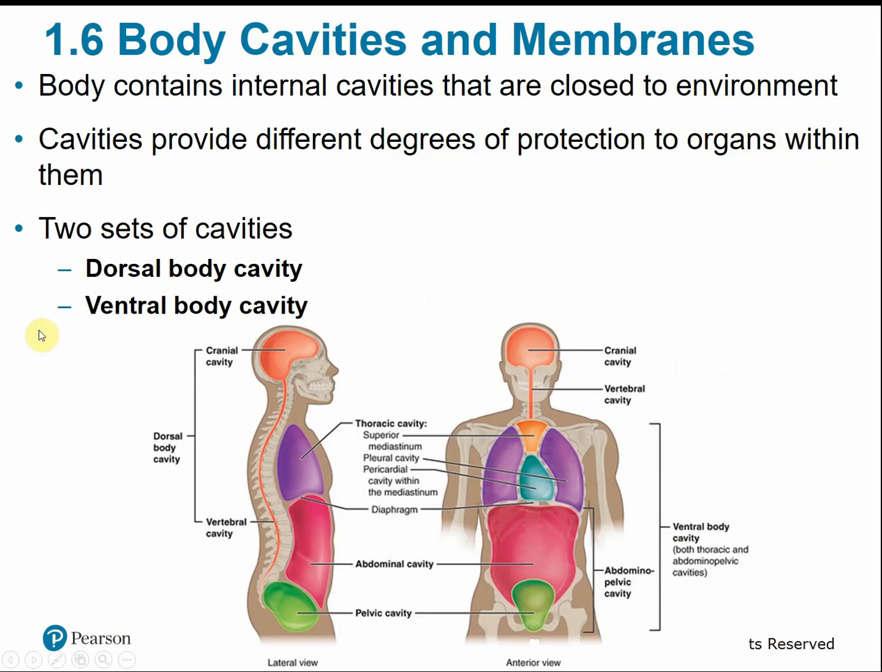So the body contains several internal cavities that are closed off to the external environment. These cavities provide protection to the organs within them. We have two major body cavities: the dorsal body cavity, containing the brain and the spinal cord in the dorsal or posterior region of the body, and the ventral body cavity, in the anterior portion of the body, containing the lungs, the abdominal organs, the heart, and the pelvic organs.